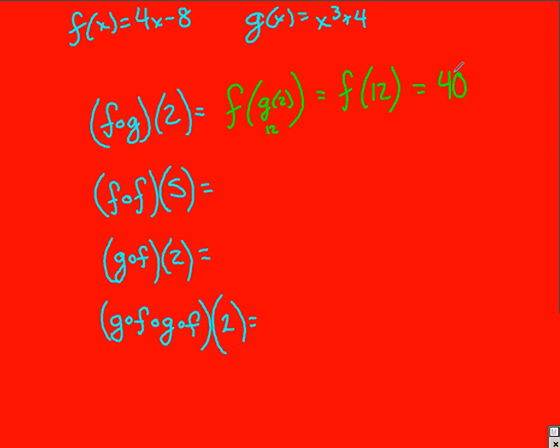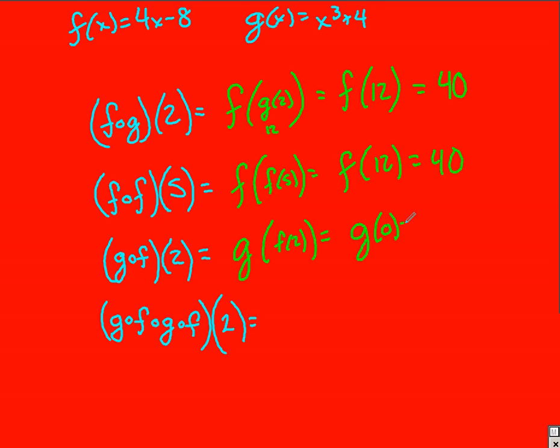Again, I can do the same thing in the same function. So f of f of 5. If I plug in 5, I get 12. So now I want f of 12 again, which again becomes 40. That just kind of coincidentally happened. Same thing here. Let's do g of f of 2. So let's plug in f of 2 first. If I plug in 2, I should get 8 minus 8, which is 0. So now I want to find g of 0. And that's easy to find, which is just 4.